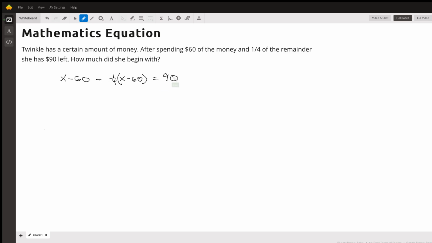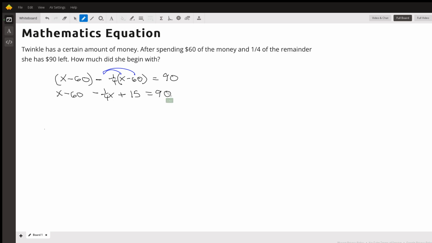So x represents how much she began with. And so we're going to solve this equation. All right, so to do that, we're going to do some distributing. So x minus 60. And now I am going to distribute this negative 1/4 x. So I get negative 1/4 x, and negative 1/4 times negative 60 is positive 15.